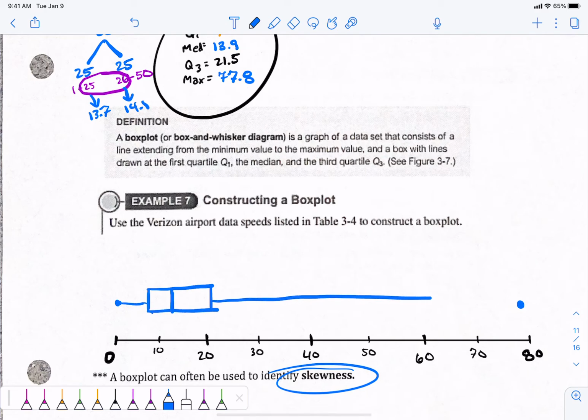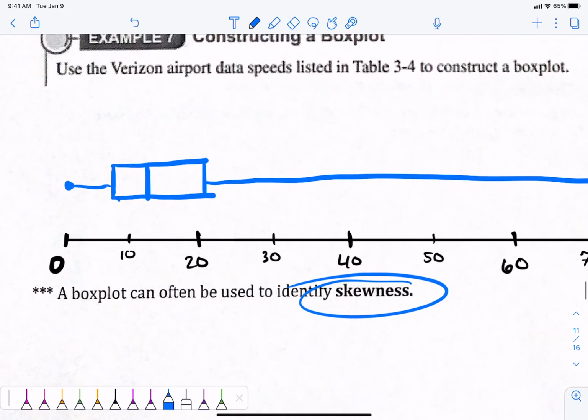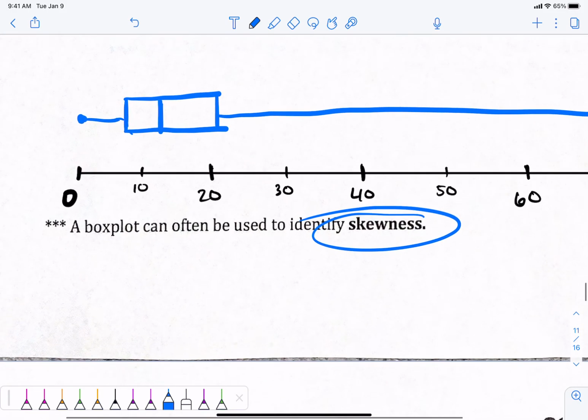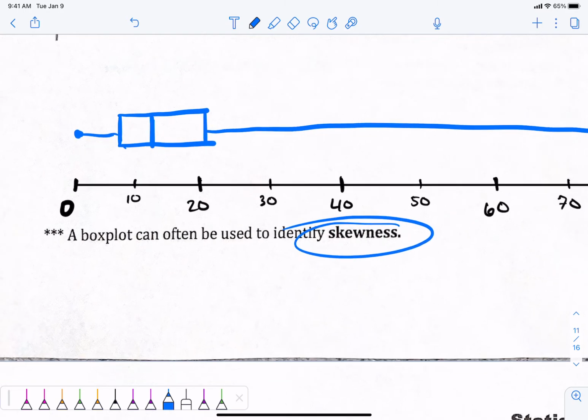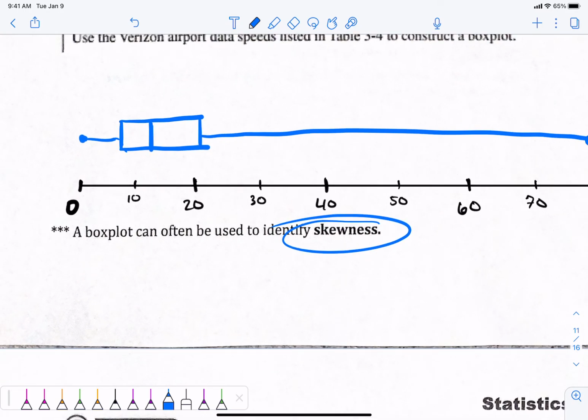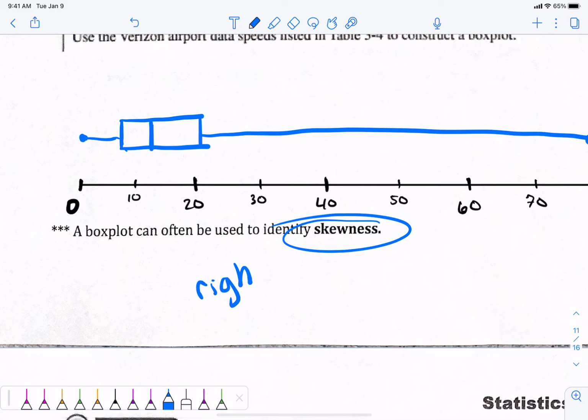Holy crap. What's happening with this? There's probably an outlier pulling it in that direction, yes. That's what I'm guessing. This is skewed to the right. Right, this is right skewed. I hate that. This is right skewed. Okay.